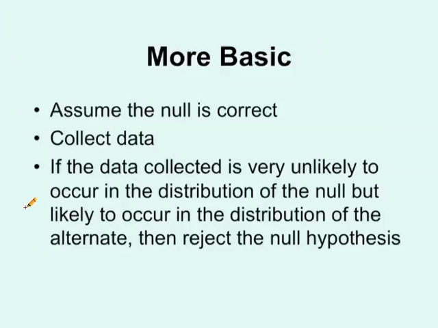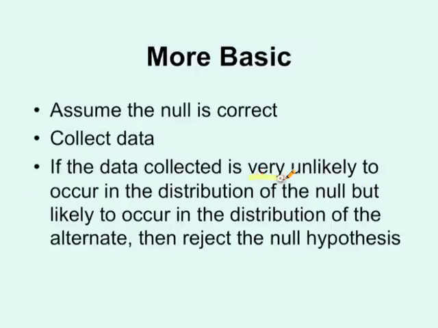More basic, what we're going to do is assume the null is correct. We'll collect data. If the data collected is very unlikely to have occurred in the distribution of the null, but is likely to have occurred in the distribution of the alternate, then we'll reject the null hypothesis, okay? So we're back to that definition that we had early on in the course about what we mean to be statistically significant.